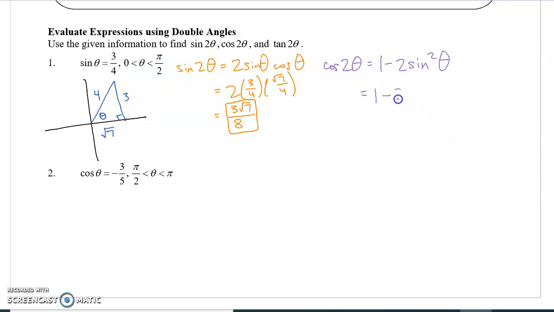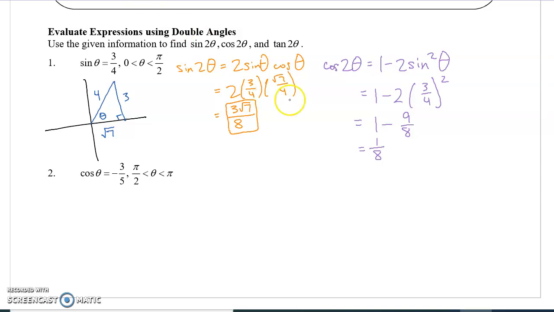And then it's really quick. We just do 1 minus 2 times 3/4 squared. Well, we know that 3/4 squared is 9/16 times 2 is going to be 9/8. And then we're going to get 8/8 minus 9/8, which is 1/8.